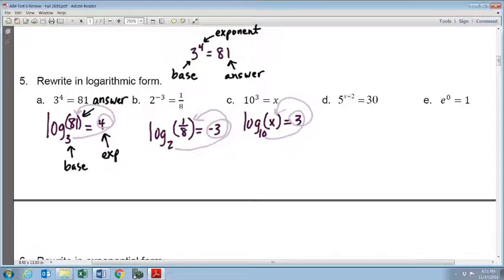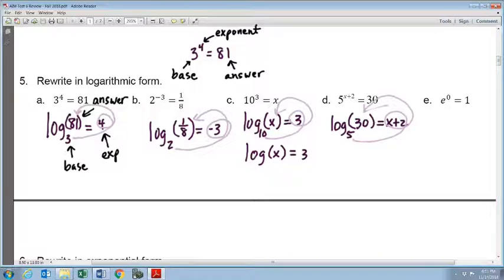On letter D, we've got, I forgot on C. We need to write it without the 10, because common logs we don't write with the 10 shown. It's understood. Okay, letter D, it's going to be log base 5 of 30 is equal to x plus 2. Again, I can't stress how important it is that that exponent ends up by itself when you write your expression in log form. So again, you can check it. 5 to the x plus 2 power equals 30.